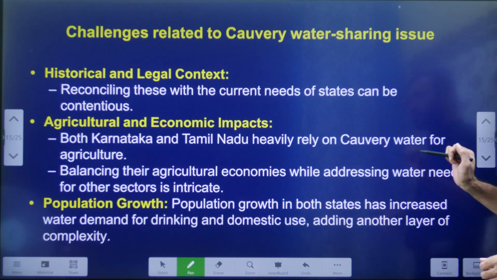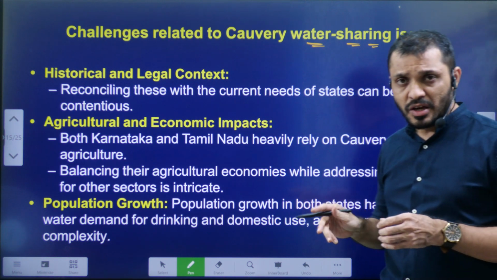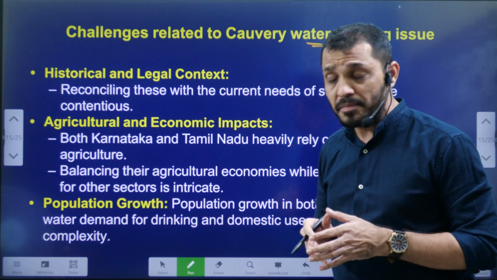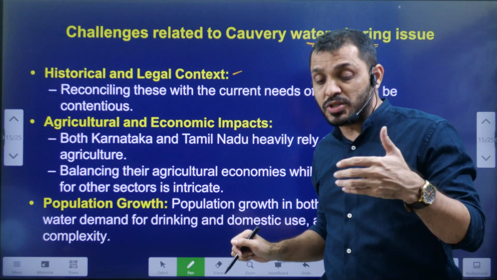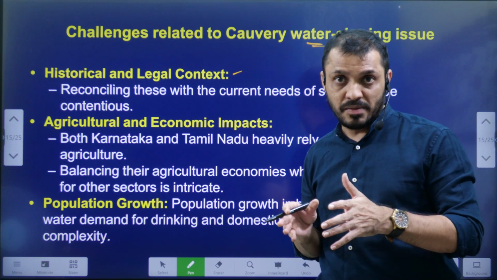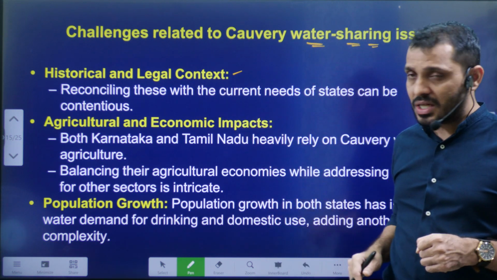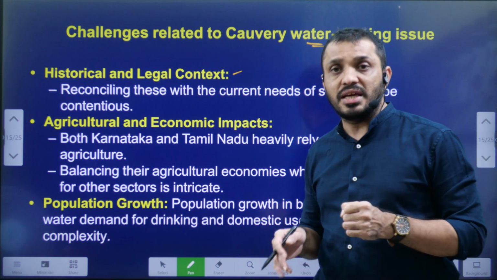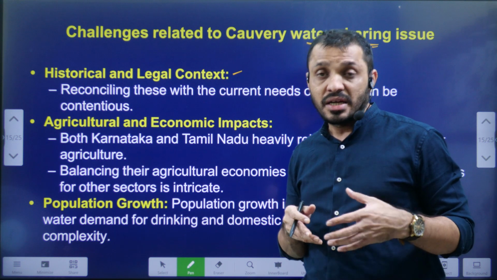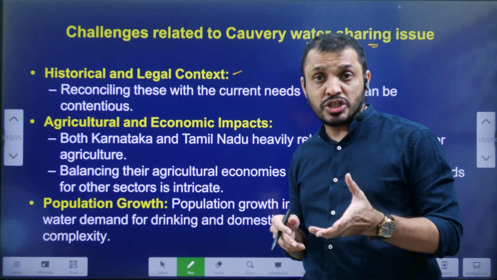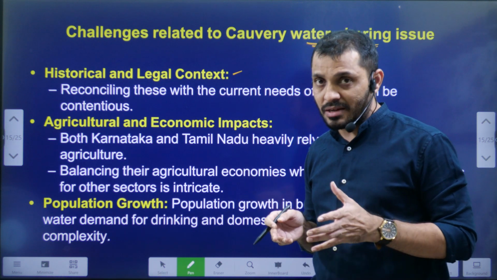Next, challenges related to the Cauvery water sharing issue. If you want to solve this issue, what are the challenges? Number 1, historical and legal context. Historically, both states consider this river their main source, and it is also a matter of prestige. So no one is ready to step back. That is the historical one.